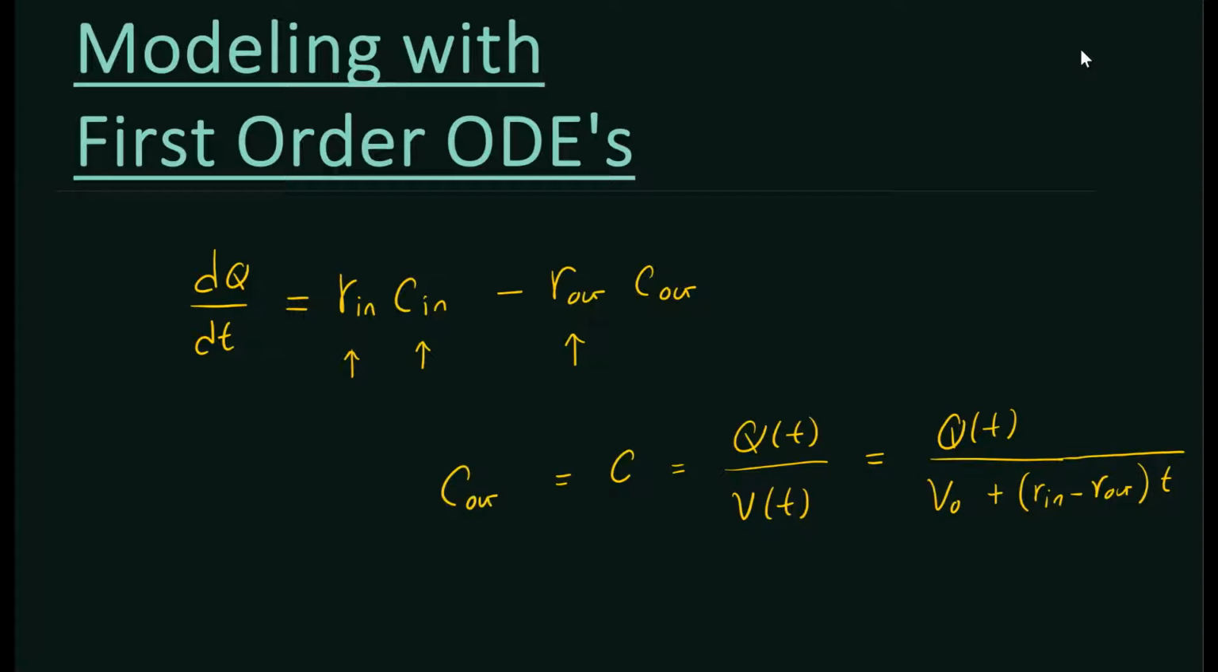And then you have the initial condition, so that would be Q(0). Let me write that up here, Q(0), which will measure the initial amount of salt in the tank.